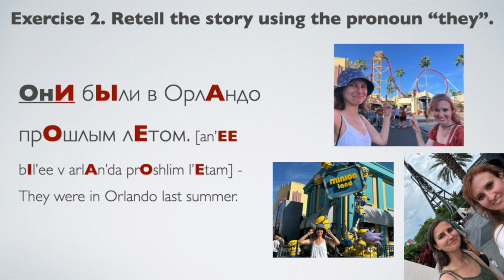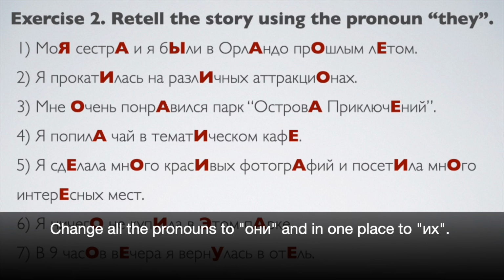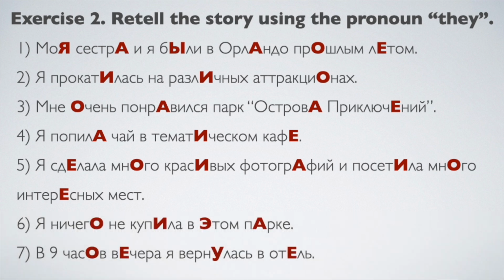Exercise 2. As I have already mentioned, I was in this park with my sister. In my story, I used the singular first-person pronoun я. Now retell my story using the pronoun they, они, since I was there with my sister. For example, они были в Орландо прошлым летом. You can see the whole story, so it will be more comfortable for you to do this exercise. Don't forget that you need to change all the pronouns to они, they, and in one place to их. Also, don't forget to change the endings of the verbs. Let's get started. Pause the video here to give yourself time to think.